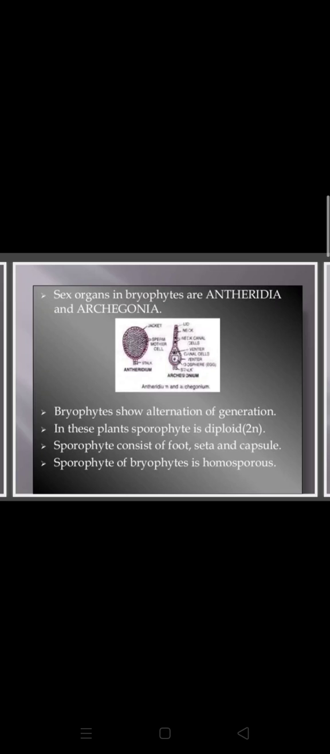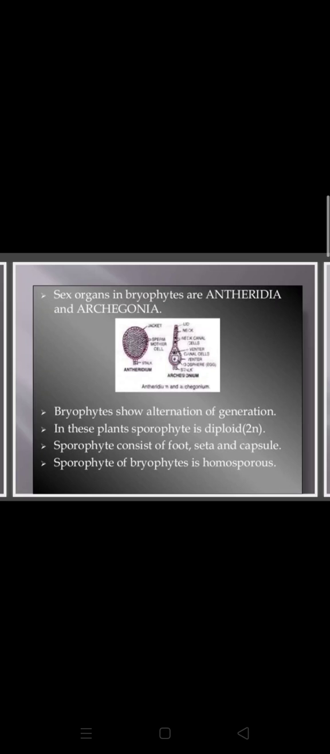It is shown in the diagram also. Bryophyte shows alternation of generation. Alternation of generation is an important topic related with bryophytes. I will discuss it in the next video also. Alternation of generation in bryophytes. So they show alternation of generation.